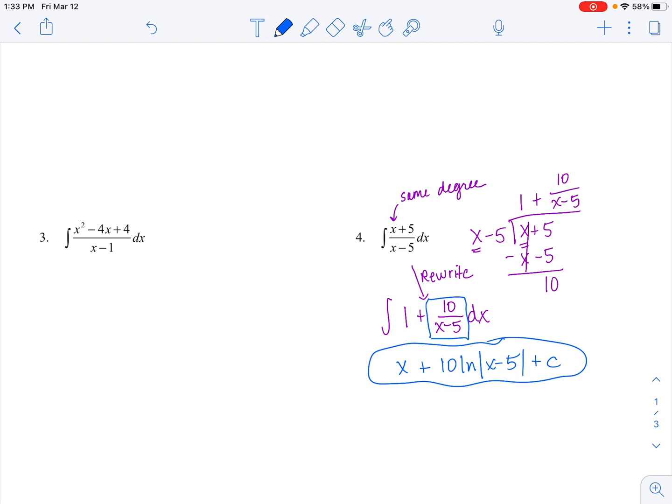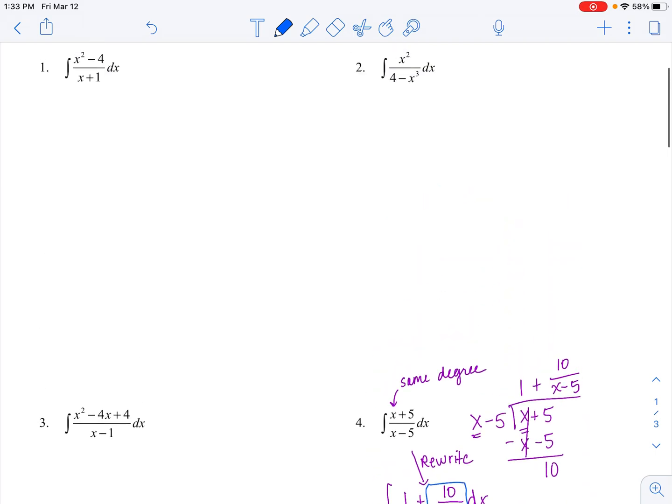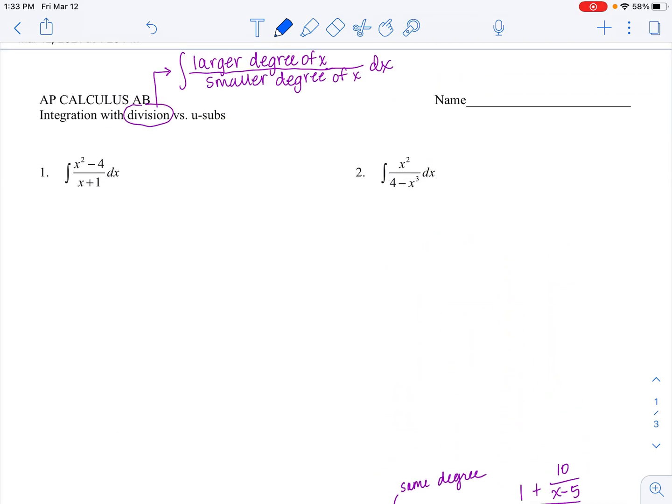I want to clue you in. I want to skip to number 2 really quickly and look at this one. Okay, let's look at the degrees here. Since the denominator is a larger degree, this is actually not a division problem, right? And we're going to have to filter it.